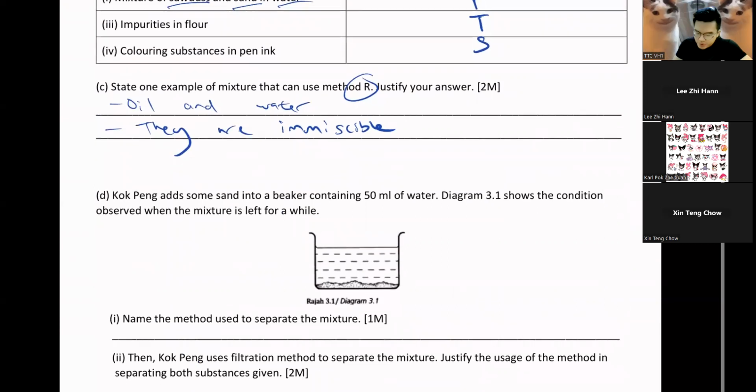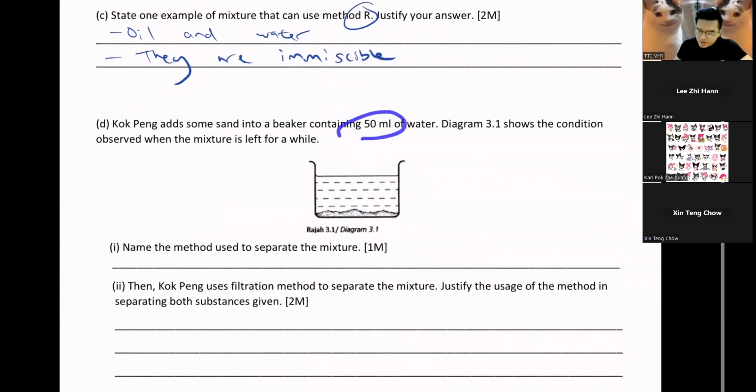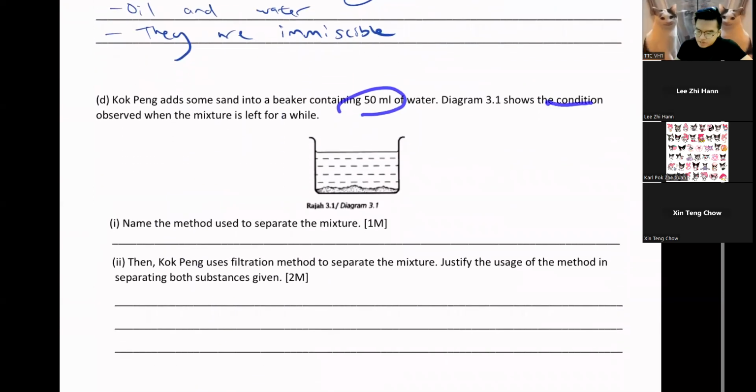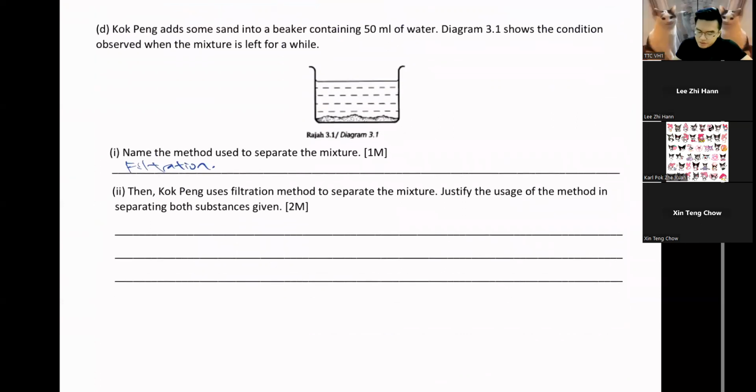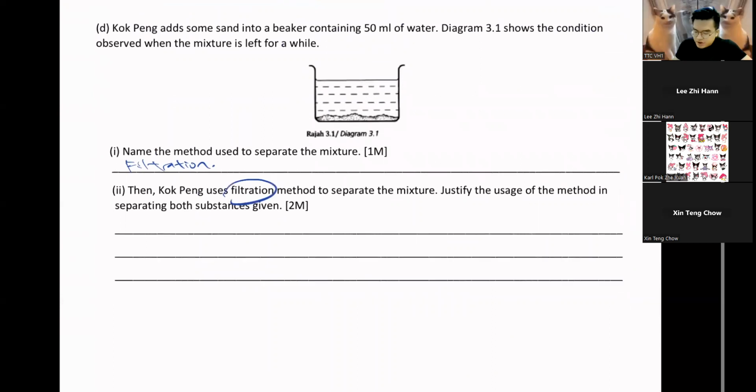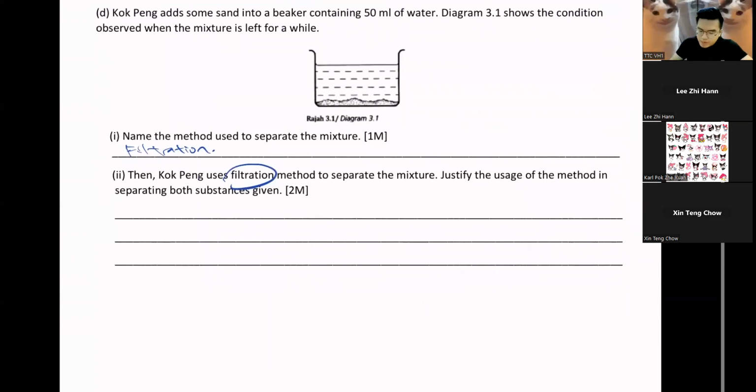Right, so D, copy added some sand into a beaker containing 50 ml of water. This is a condition after a while. Name the method used to separate the mixture. So we have filtration. Then copying uses filtration. Hey, they give an answer here already. Oh, wait, this is not filtration. This is your decanting, or sedimentation.